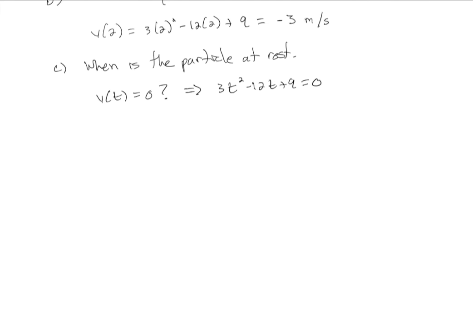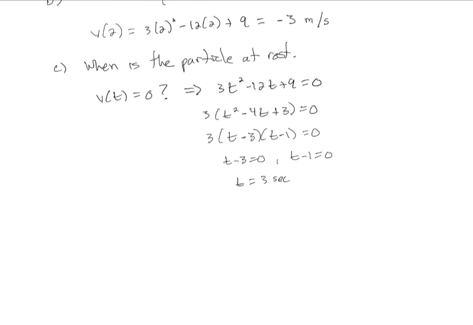I believe in this case, this equation will factor. I'm going to take out the common factor of 3, and then it looks like this will factor as t minus 3 times t minus 1. Obviously 3 will never equal 0, so that factor doesn't contribute anything. And then we set the other two factors equal to 0. So we're going to get t equals 3 seconds and t equals 1 second where the particle is at rest.